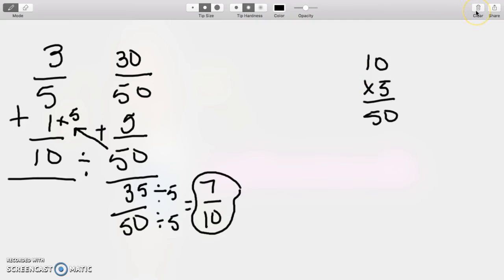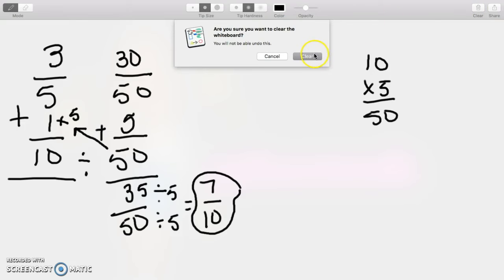So I'm going to jump right into the next strategy that I want to use, and that's just finding the LCD. And this is with the same problem. So here, once again, I'm going to write it in vertical view, 3/5 plus 1/10.